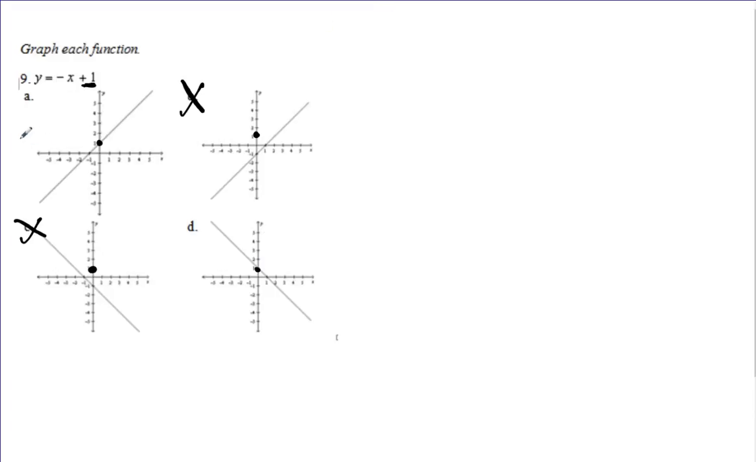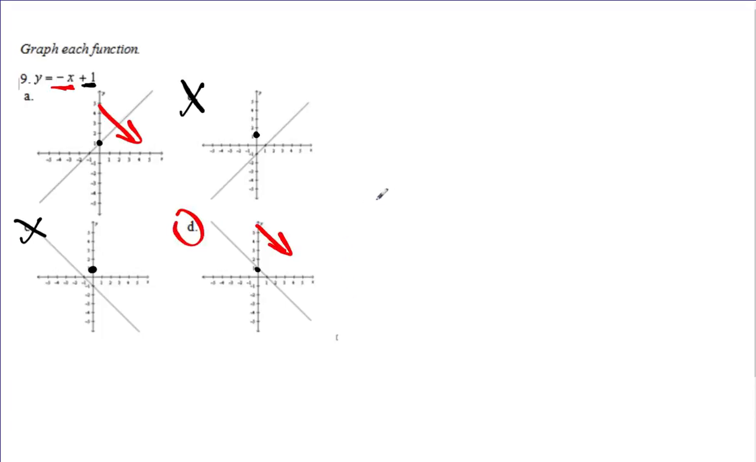The second thing we look at is slope. If slope is negative, it has to be going downhill, right? So the only one with a y-intercept of +1 and a downward-facing slope is answer D.